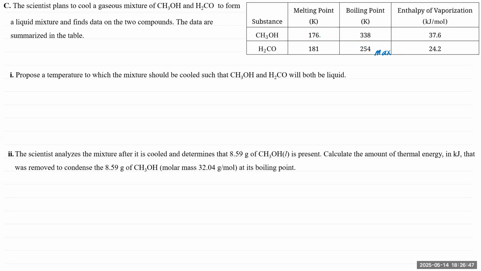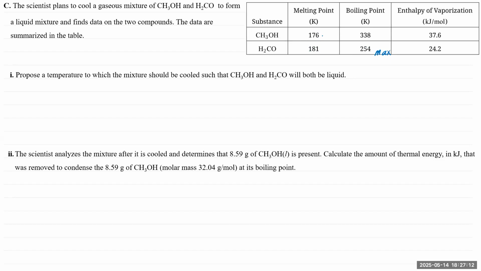But at the same time, we got to go to the melting point, and we understand that we want it to be above the melting point of both of these guys, right? Or at least the highest one. So if you take a look at 181, what are we looking at? We're looking at 181. The formaldehyde is melted, and so is the methanol.